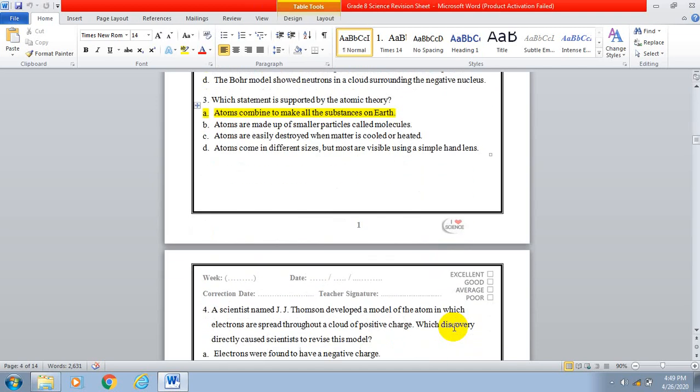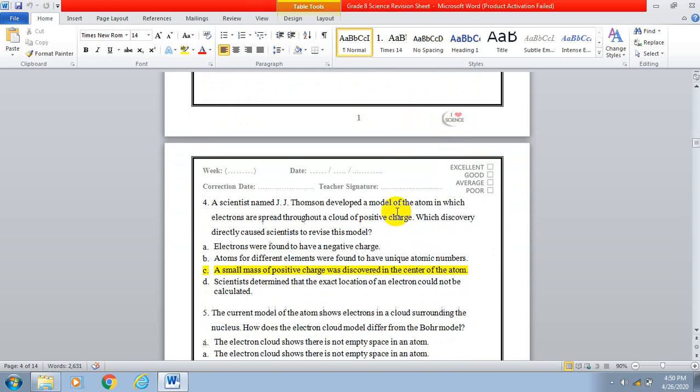Now for the third. Which statement is supported by the atomic theory? Number A: Atoms combine to make all the substances on earth. The smallest particles, when combined, form matter, as a solid state substance. So this is the correct one. B option says atoms are made up of smaller particles called molecules. No. Atoms are easily destroyed when matter is cooled or heated. No. Atoms come in different sizes. No. It is the smallest particle. But when atoms combine, they form substances of earth, even the structure of the earth, because atoms are the smallest particles.